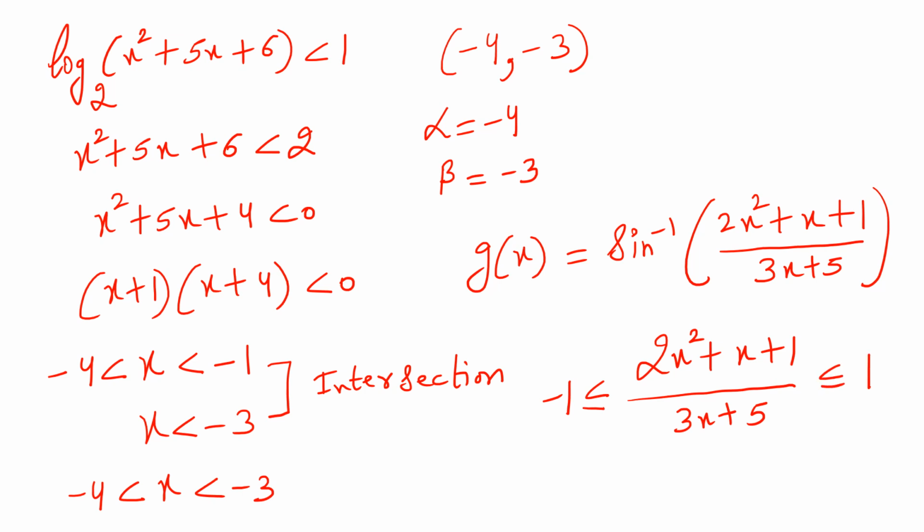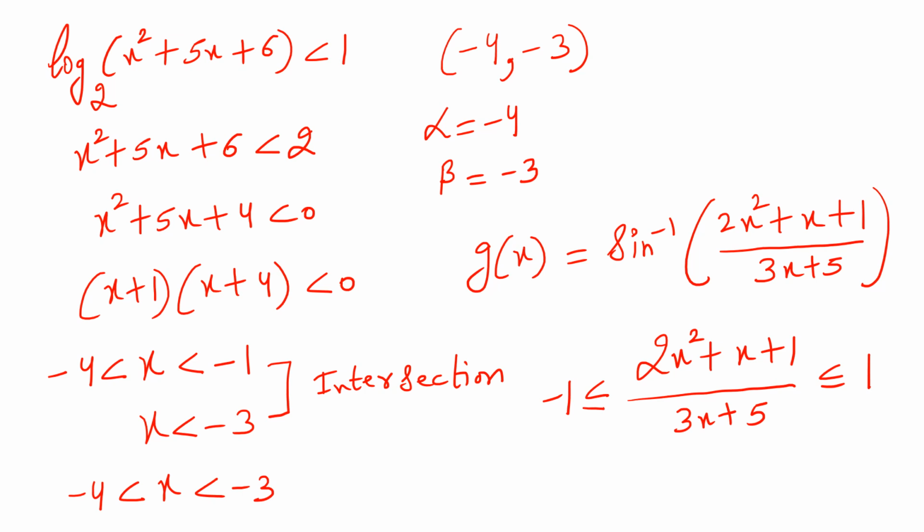Now students, I will break this inequality into two parts. The first one is (2x square plus x plus 1) divided upon (3x plus 5) greater than or equal to minus 1, and the second is (2x square plus x plus 1) divided upon (3x plus 5) less than or equal to 1. We will solve both of these inequalities and finally find the intersection of the intervals of x which we get from them, and that will give us the domain of the function g of x.